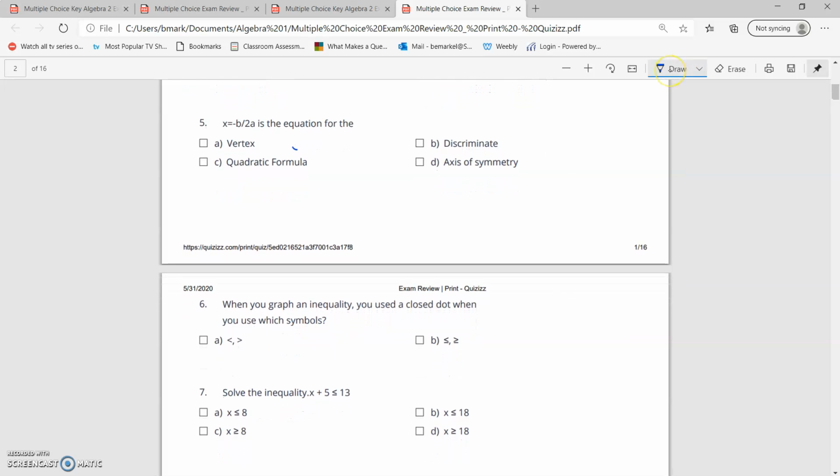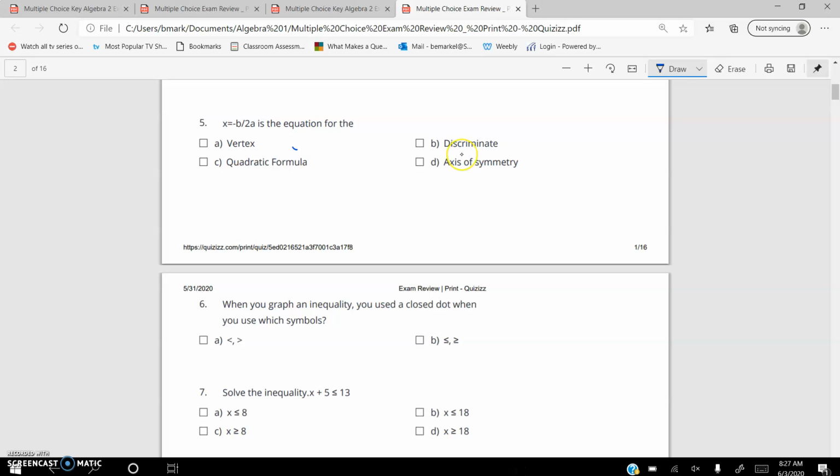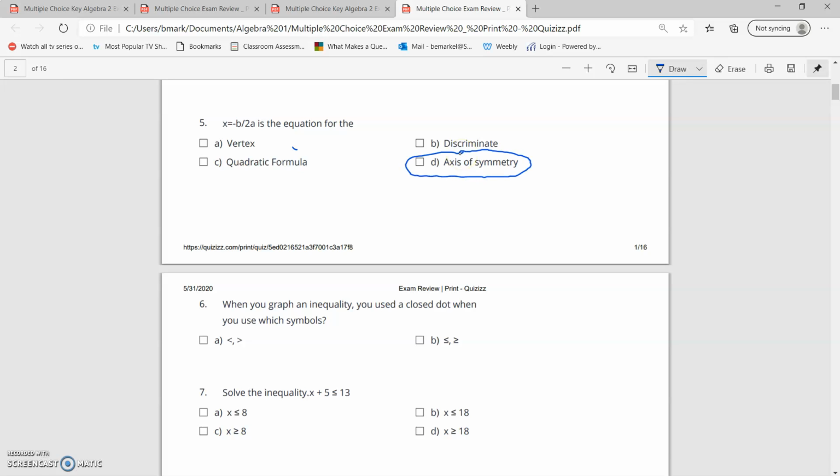X equals negative b over 2a, or the opposite of b over 2a, is the equation for our axis of symmetry. We also use it for our vertex, but that equation itself is the axis of symmetry.